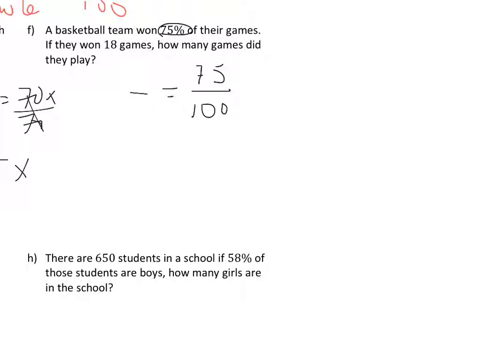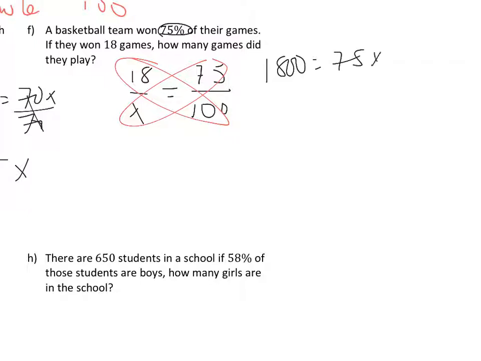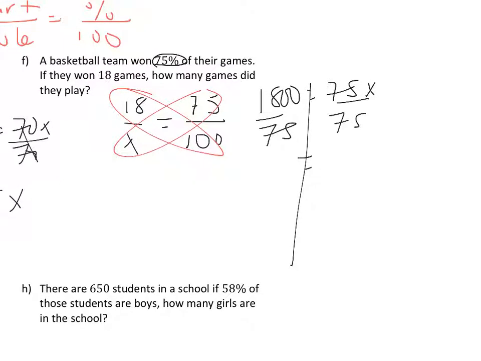Well, if they won 18, that sounds like the part, because the total, or the whole, would be the total number of games that they played. So now our x is in the of or the whole position. Again, we're going to cross multiply and make an equation. I have 1800 equals 75x. We're going to divide both sides by 75. Again, drop the zeros if you'd like to. And we're going to get x equals 24. So how many games did they play? Well, it's a word problem. Let's end it. They played 24 games.